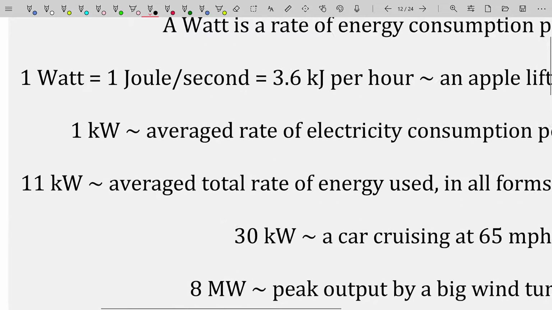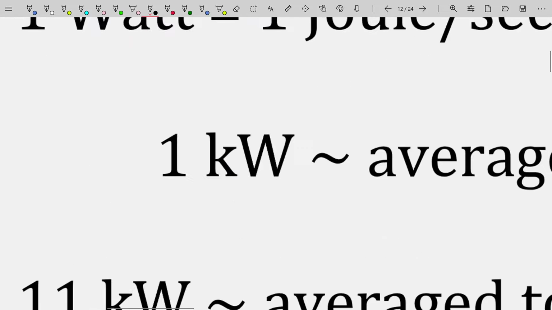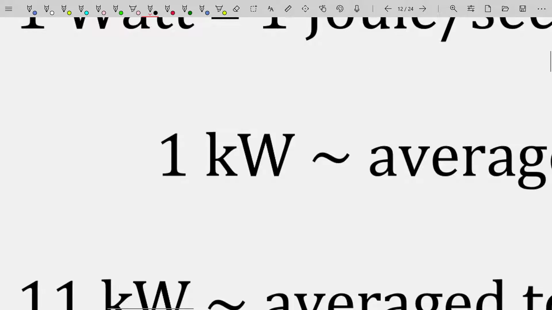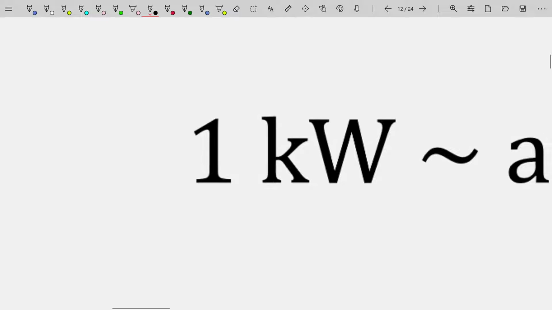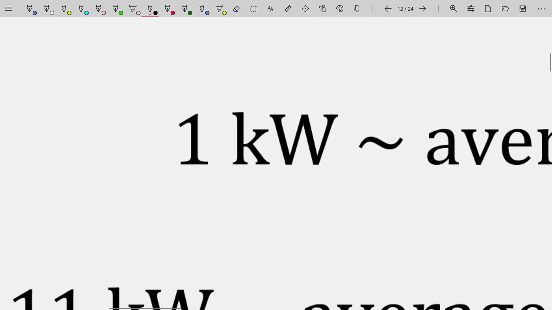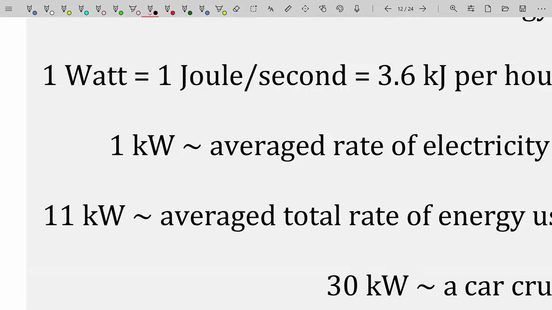1 kilowatt is the average rate of electricity consumed per US household. Now again, you may say, but no, I have an electric car, and it may have a 17 kilowatt hour battery. And so therefore, I consume a lot more than just 1 kilowatt. Remember, this is the rate of consumption. So the average US household, not person, but household, consumes 1 kilowatt. Has a rate of consumption of 1 kilowatt.